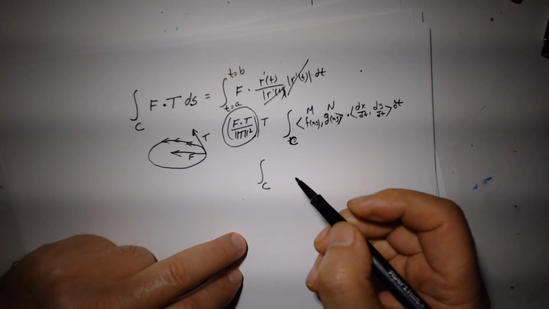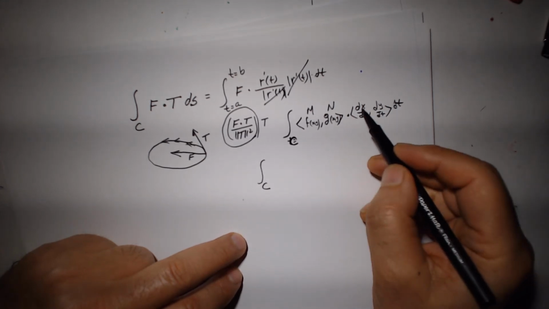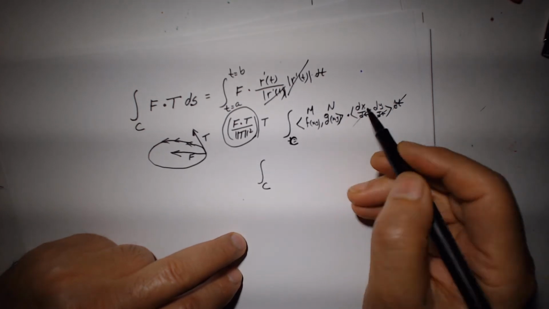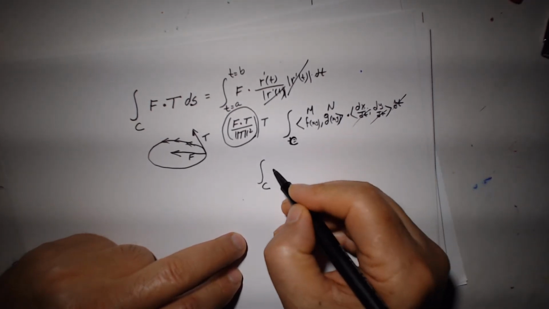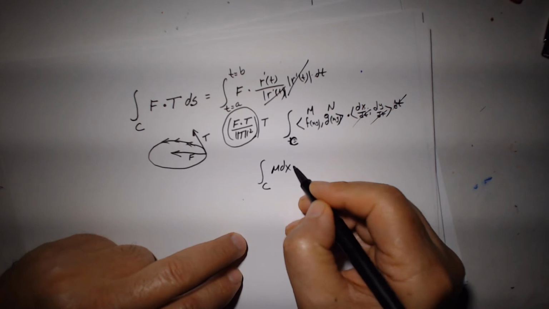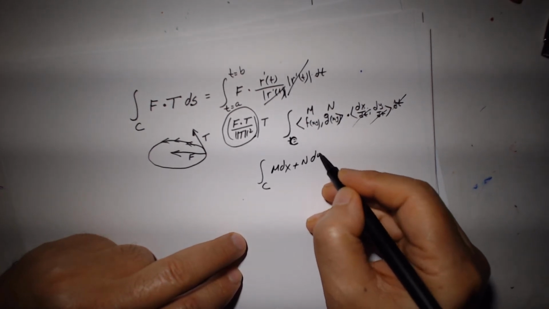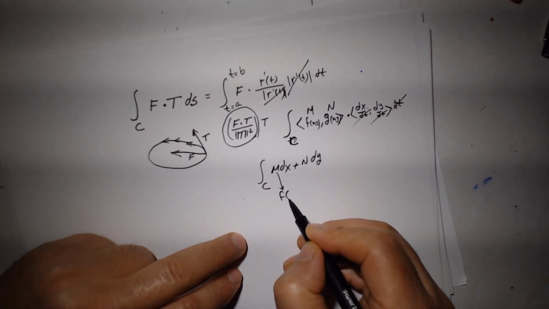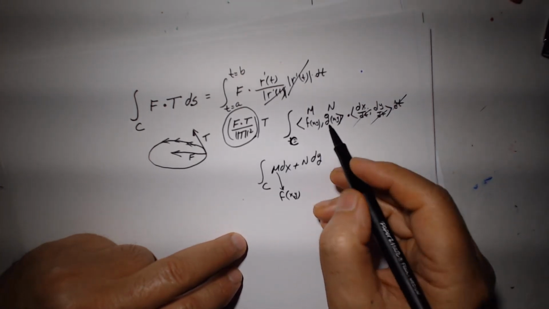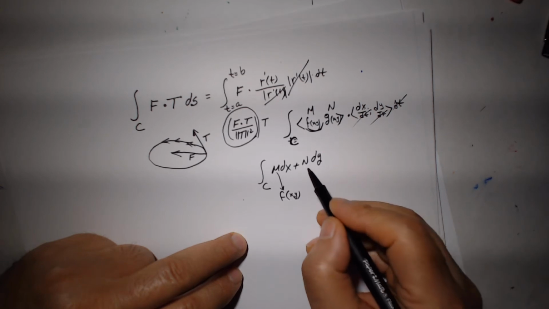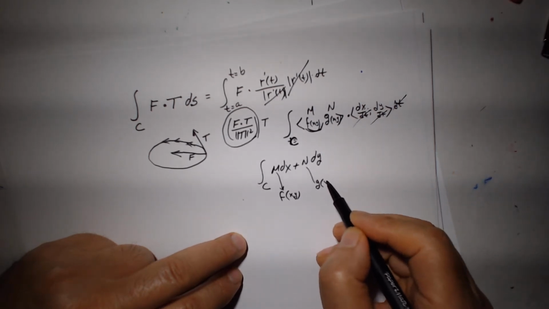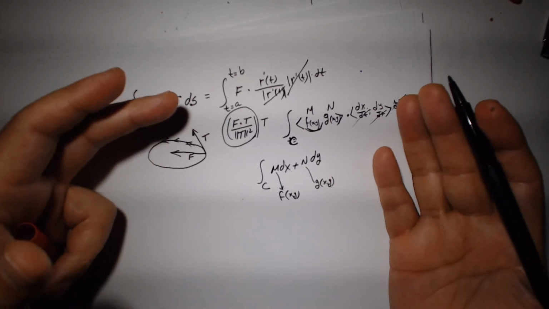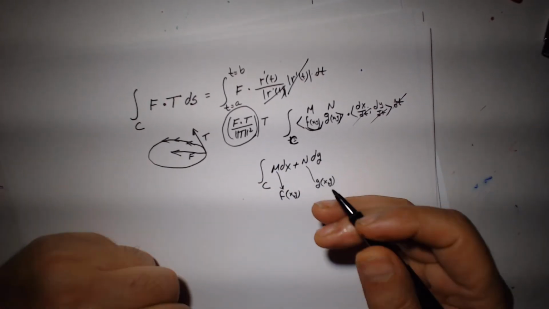Therefore, your line integral, if I multiply the dt by these vectors, becomes M dx, because you have the dot product, plus N dy. Remember, this is the x component of the vector field, and this is the y component of the vector field, and instead of f of x, y, I call it M and N.